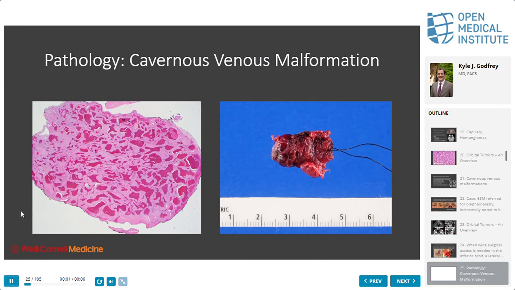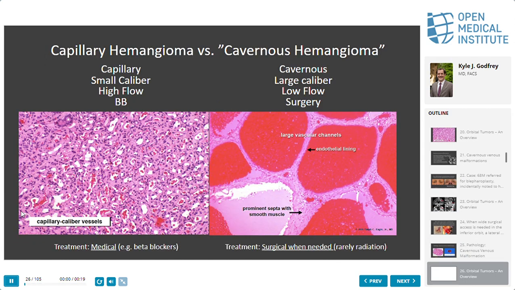This is the lesion once it was excised, and again on pathology, compared to the capillary hemangioma, you can see these large caliber vessels. When you look side by side you can see the difference between this capillary hemangioma with these fine capillary networks and the cavernous hemangiomas with much larger vessels. The biggest picture to take home for these two lesions is that the capillaries are managed medically, and the cavernous hemangiomas, or cavernous venous malformations, are managed surgically.